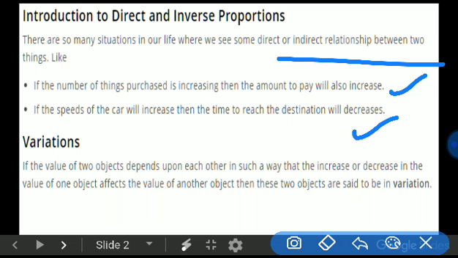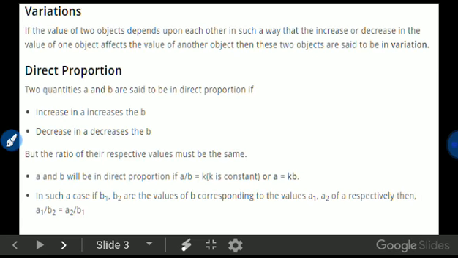Now what is variation? If the values of two objects depend upon each other in such a way that the increase or decrease in the value of one object affects the value of another object, then these two objects are said to be in variation. We are going to understand it in detail in the further slides. For example, if you are going to buy one chocolate and you have to pay 5 rupees for one chocolate, then if you want to buy 5 chocolates, you have to pay more money.